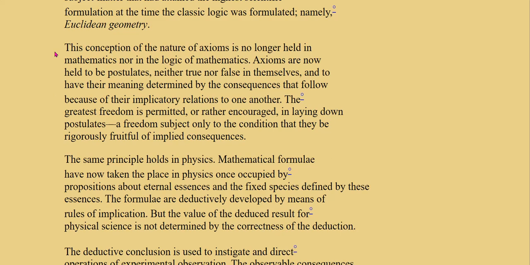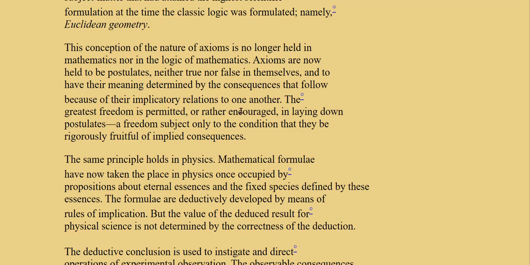Axioms, in the new view of mathematics, axioms are now held to be postulates, neither true nor false in themselves, and to have their meaning determined by the consequences that follow because of their implicatory relations to one another. So you have these different sets of axioms, postulates, and it doesn't matter whether they're true or false. You don't look at whether they're true or false, but you see what happens if you hold these as just functional for a particular case of inquiry. What happens if you just take these for granted, and what is implied by that? What can we infer on that basis by manipulating these postulates?